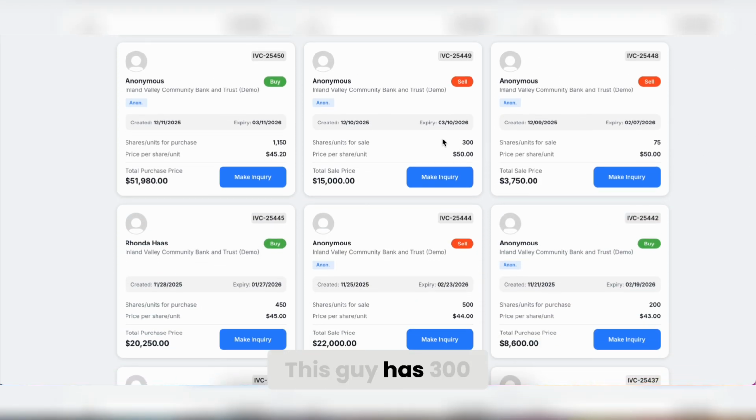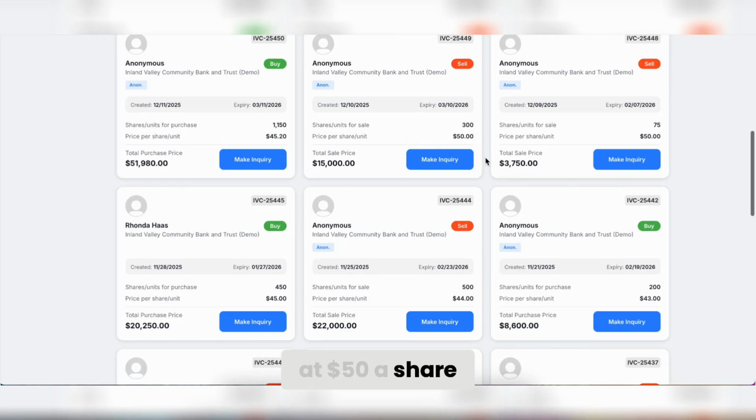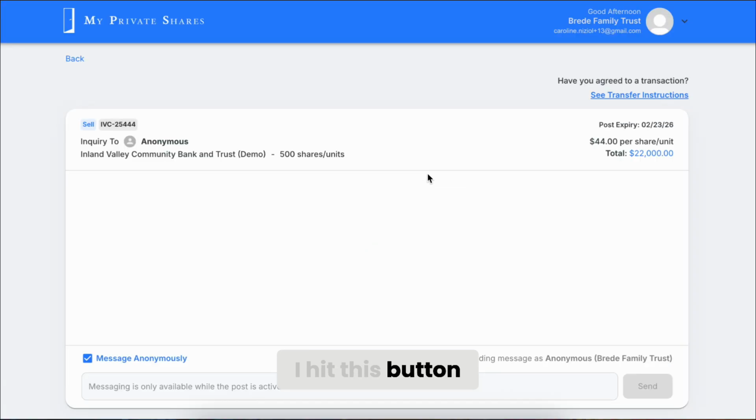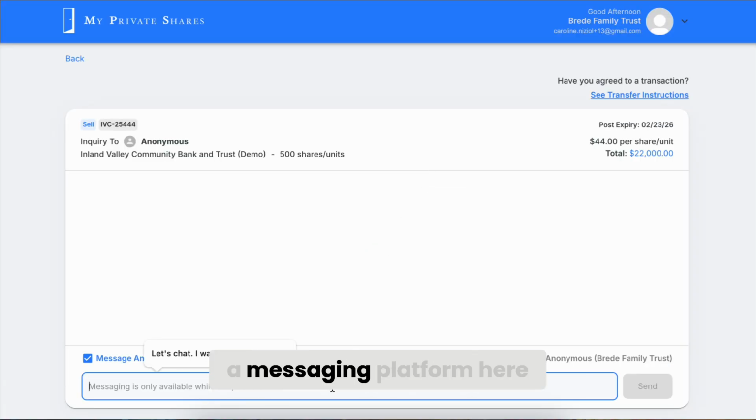This guy has 300 shares for sale at $50 a share. And it keeps scrolling. Okay, this person has 500 shares at a lower price of $44 per share. I'm going to make an inquiry. I hit this button and it opens up a messaging platform here.